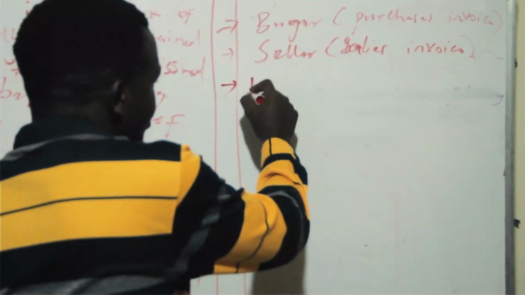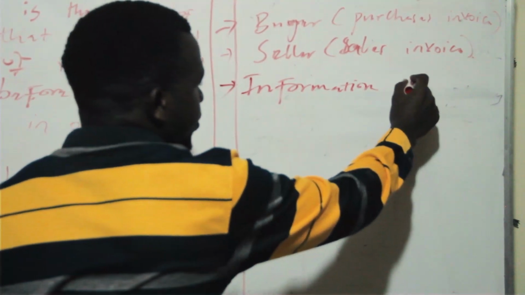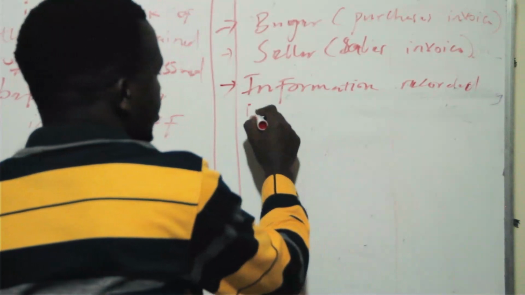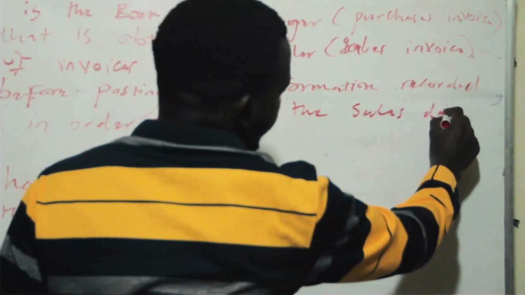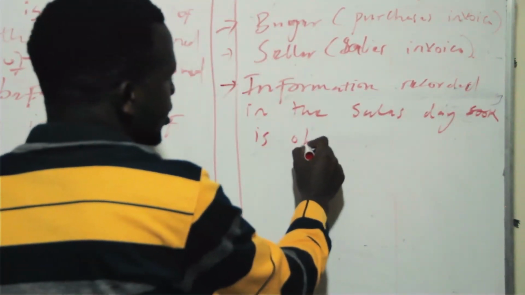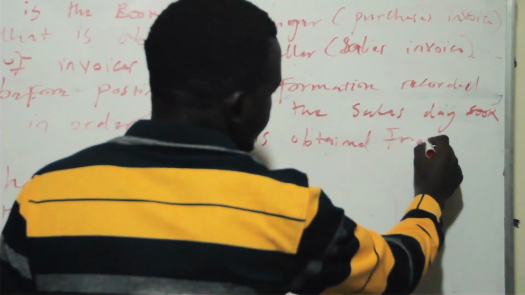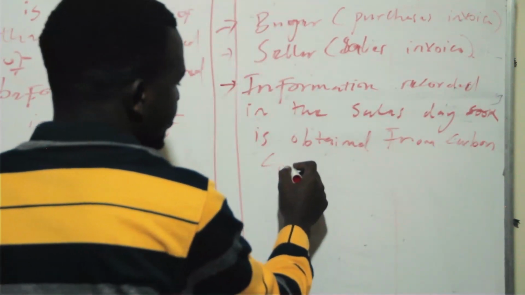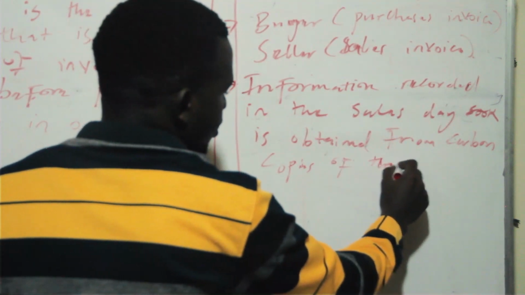So the information recorded in the sales daybook is obtained from carbon copies of the sales invoice.